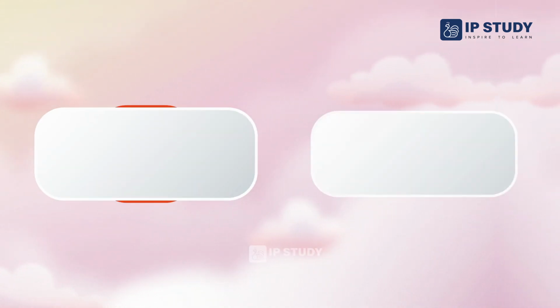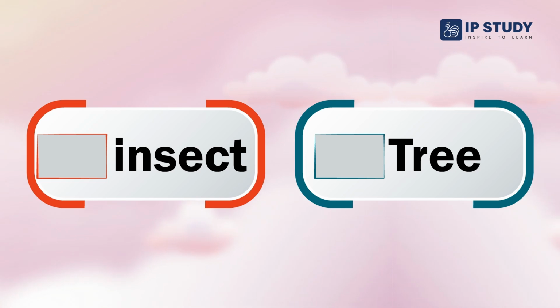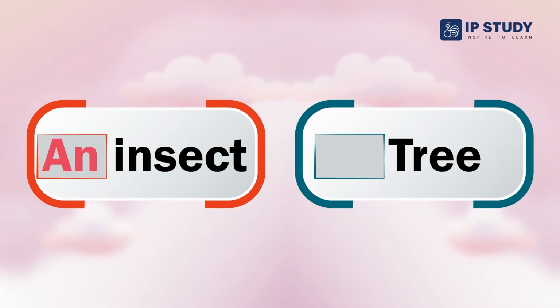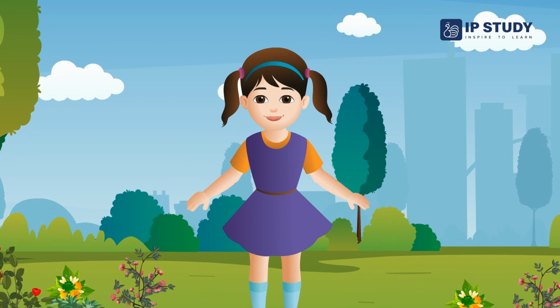Now, tell me what can we use in these words? That's right. An insect. A tree. Hope you understand the use of a and an.